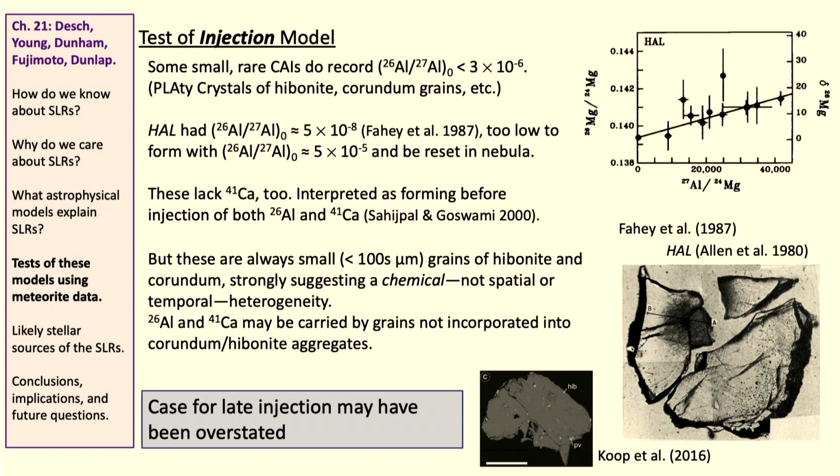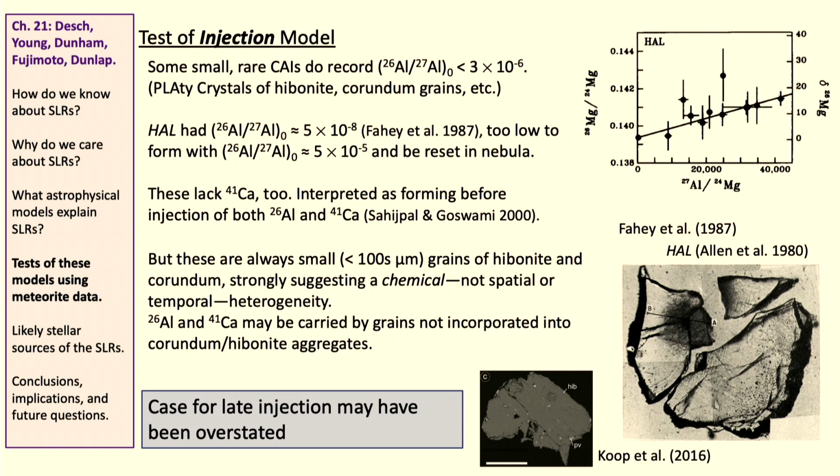HAL, that's hibonite in Allende meteorite, is an inclusion that has very, very low aluminum-26, 1,000 times less than CAIs, and you can't get that low by waiting and then resetting it, because you'd have to wait 7 million years. And it should already be in the Allende meteorite. And these inclusions also lack calcium-41. So this has long been taken as evidence for injection.